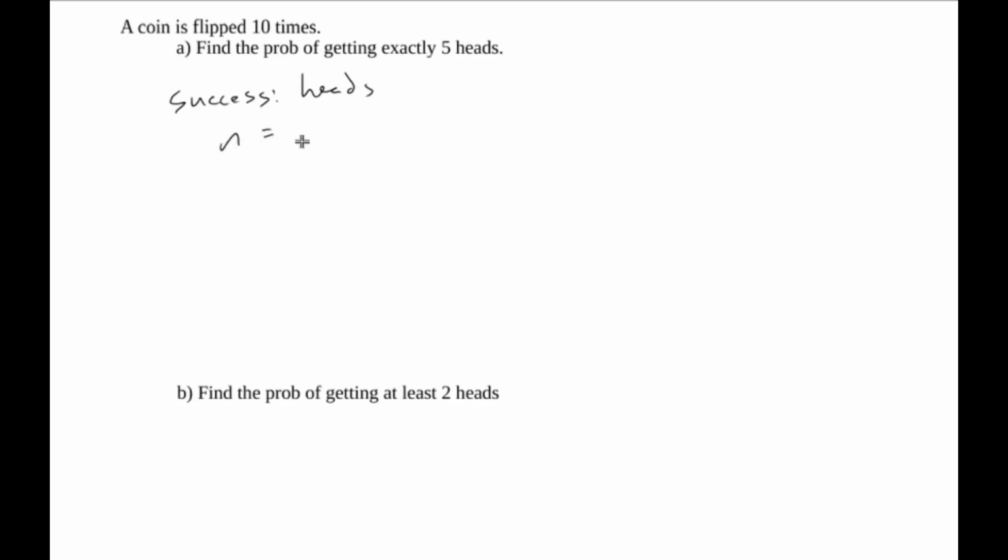N, the number of trials, is 10 because we're flipping the coin 10 times. The probability of getting a heads on each individual flip is 0.5 or 50%, or 1/2, however you want to write that. And we're saying the probability of getting exactly 5 heads. That means we're saying exactly 5 successes. So this is binomial PDF 10, 0.5, 5.